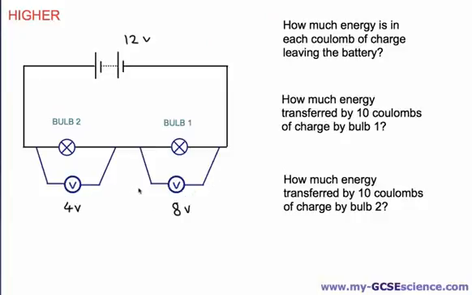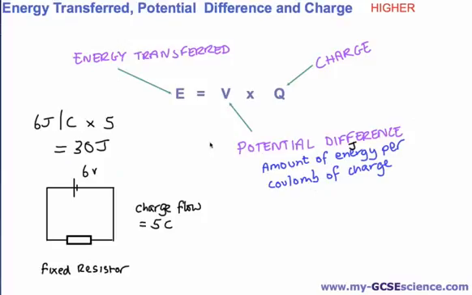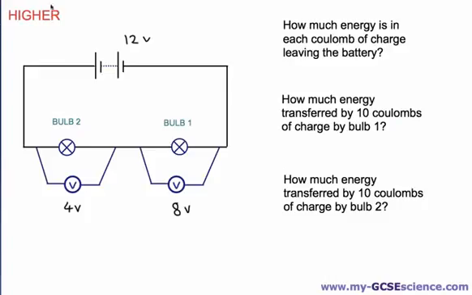Here I've got a circuit, it's a series circuit, 12 volts across the power supply here. We've got two bulbs, bulb 1 and bulb 2, and if you measure the potential difference across bulb 1, it's 8 volts, and potential difference across bulb 2 is 4 volts. Now the first part of the question says how much energy is in each coulomb of charge leaving the battery. Well, if we remember that potential difference means amount of energy per coulomb of charge, that's fairly straightforward. The potential difference is 12, so it's 12 joules per coulomb of charge.